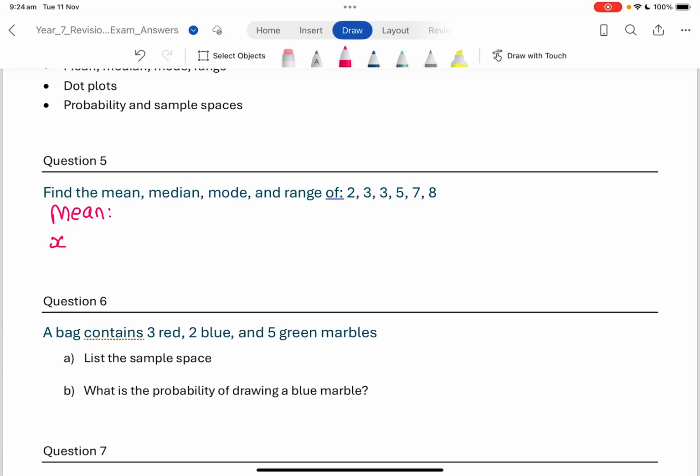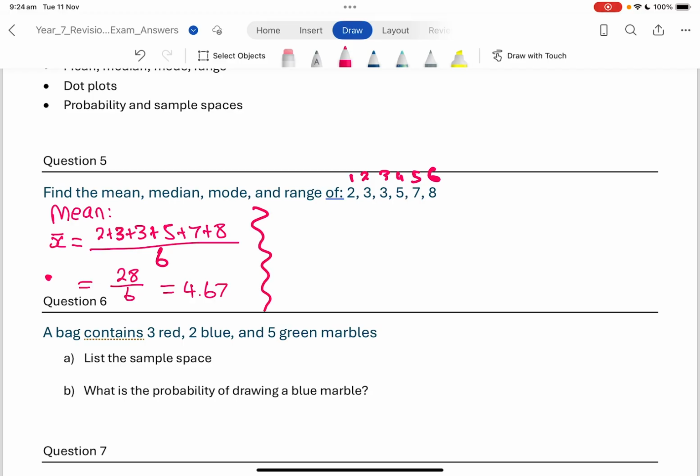If you guys remember from that assignment, we use X bar to represent the mean. That's going to be 2 plus 3 plus 3 plus 5 plus 7 plus 8, divided by however many there are. And there's 1, 2, 3, 4, 5, 6. So we're going to divide that by 6, which will give us on the top 2 plus 3 plus 3 plus 5 plus 7 plus 8. So give me 28 divided by 6, which would be 4.67 if you round it to 2 decimal places. Cool. All right, mean done.